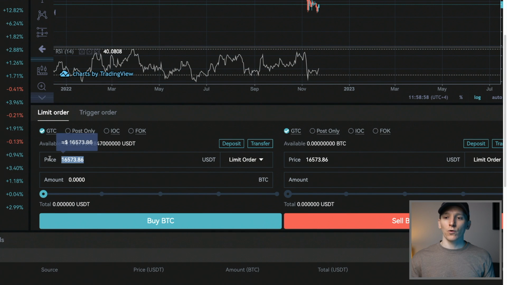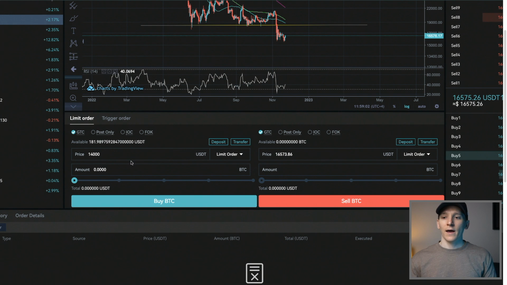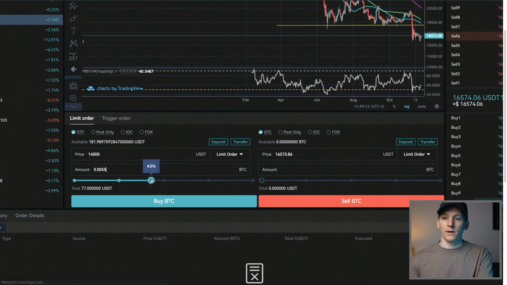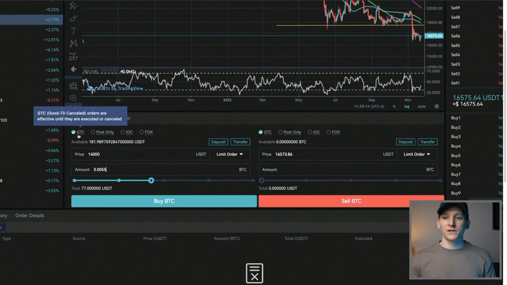So we can put in an order of, let's say, 14,000 per BTC, and how much BTC we want to trade, 0.01. So you can see that's 140. So 0.01 BTC, we're spending $140. You can also put this slider up any way that you want. Now we have a GTC order, which is good till cancelled. So our limit order will go into the system and will only be cancelled if we cancel it specifically ourselves.